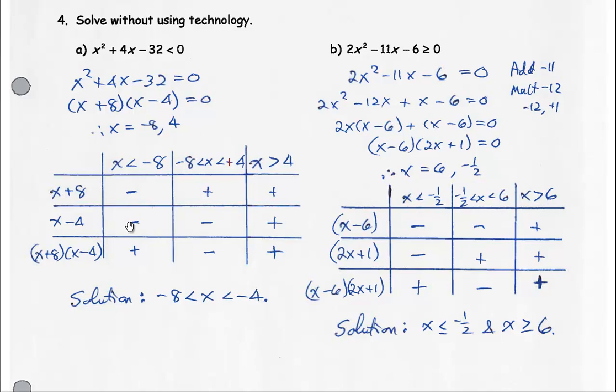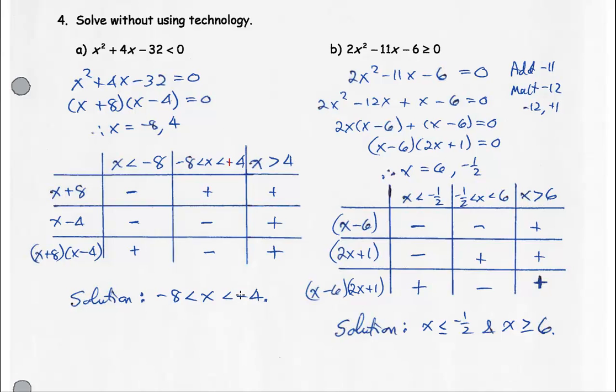The product of a negative and a negative is a positive. The product of a positive and negative is a negative. And down here for the last one, the product of a positive and a positive is positive. Now, we're looking for where it's less than 0, so we're looking for this negative. And so the solution is x is between negative 8 and, again, that should be positive 4.